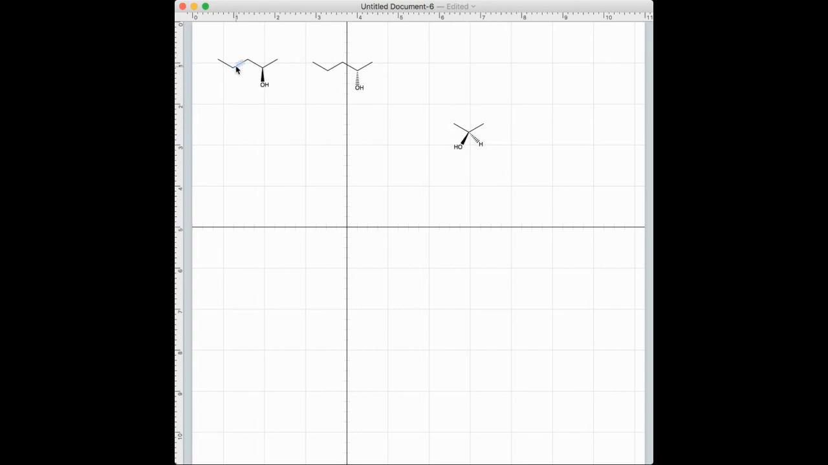If there is no group other than hydrogen bonded to a carbon, since two hydrogens are the same atom, people don't care which one is coming toward and which one is going away, because it's the same thing. But once you have something different than hydrogen attached to a carbon, then it's very relevant to mention which one is coming toward you and which one is going away from you. Got it. Thank you, Professor. No problem.